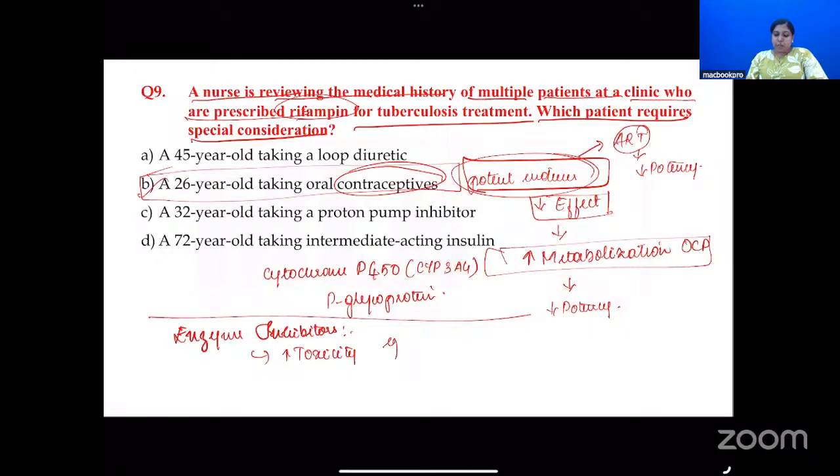The best example, exam-wise, that I will give is erythromycin. Erythromycin, an enzyme inhibitory drug, can cause theophylline toxicity. Theophylline toxicity. Remember this. Erythromycin is an enzyme inhibitor drug, and this can cause theophylline toxicity. And let me give another example. Clarithromycin.